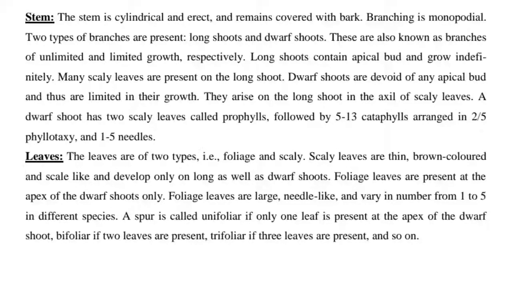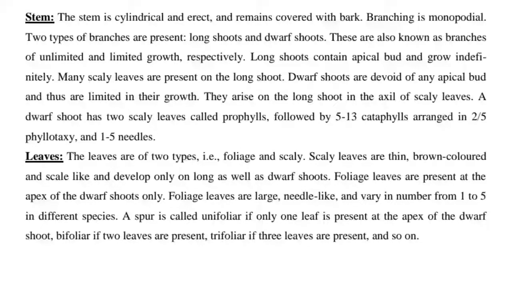A dwarf shoot has two scaly leaves called prophylls, followed by 5 to 13 cataphylls arranged in 2/5 phyllotaxy, and 1 to 5 needles. Leaves. The leaves are of two types, i.e., foliage and scaly. Scaly leaves are thin, brown-colored and scale-like and develop only on long as well as dwarf shoots. Foliage leaves are present at the apex of the dwarf shoots only. Foliage leaves are large, needle-like, and vary in number from 1 to 5 in different species.